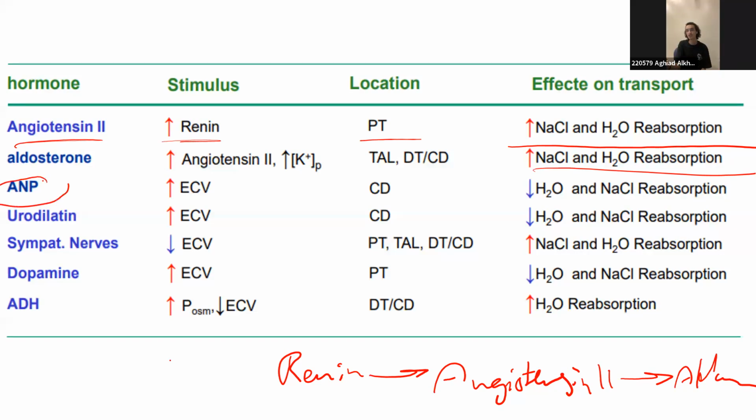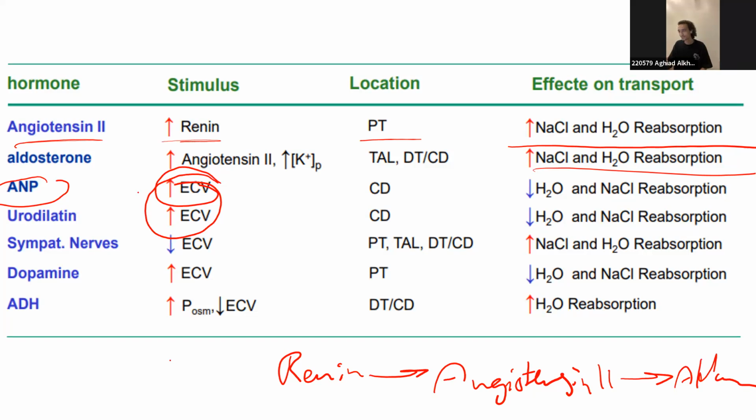Now ANP balances all this out, right? So when the extracellular volume is increased, there's too much volume, we want to get rid of that, along with urodilatin, the natriuretic peptides, right? They are not anti-diuretic hormone or diuretic hormone. They're natriuretic peptides. They want to get rid of that volume. So ADH is anti-diuretic, ANP is atrial natriuretic peptide.